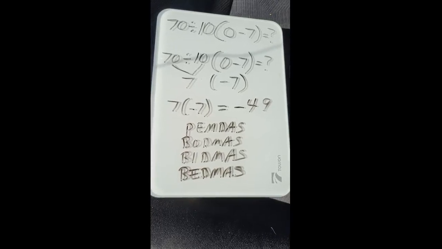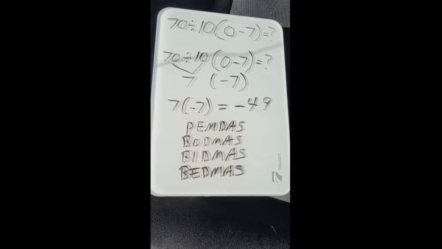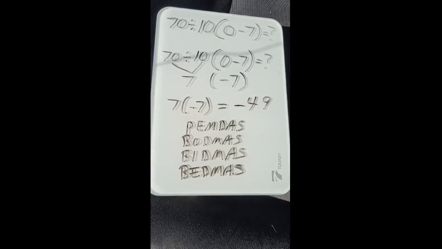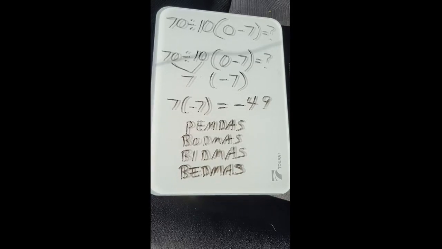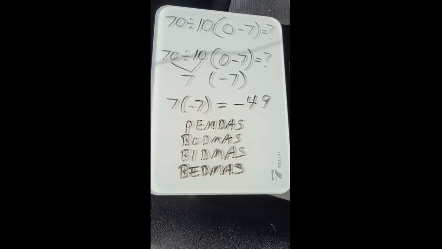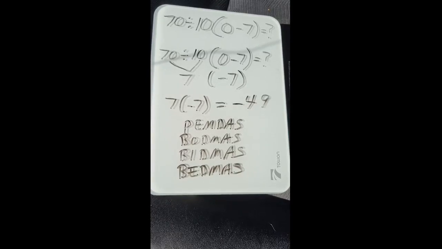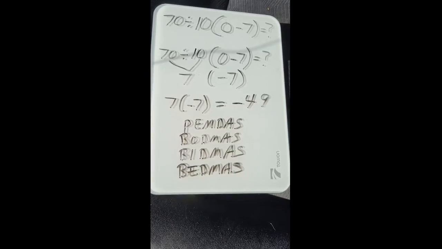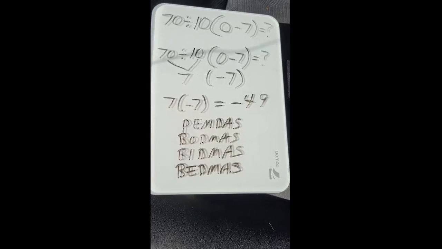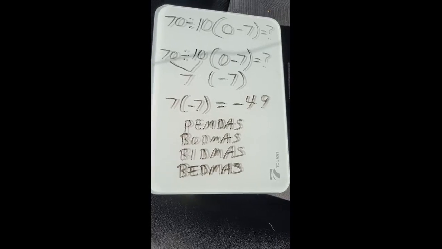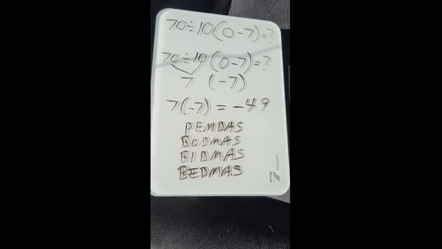Remember, whenever you have a number outside of parentheses, it's called implicit multiplication. Explicit multiplication is when you have an actual multiplication symbol showing multiplication. But when you do not, and you just have a number outside of parentheses, that is called implicit multiplication. So you need to multiply the 10. Well, actually, you multiply the 70 divided by 10 by what is inside of the parentheses.